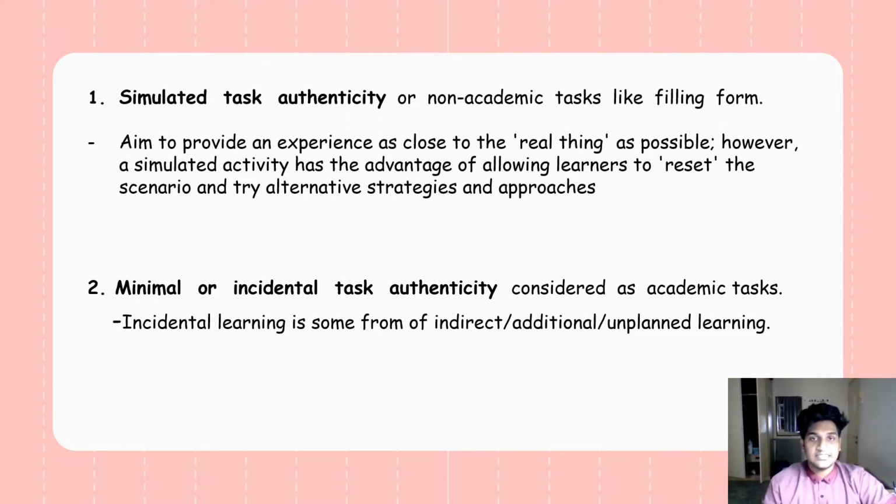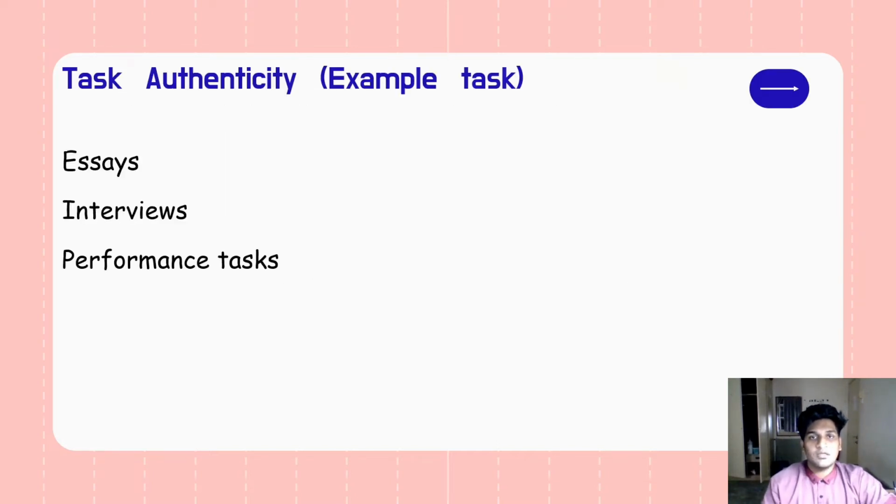Incidental learning is some form of indirect or additional or unplanned learning where the learner learns something without having the actual purpose of learning. And these are a few examples of task authenticity materials, which are essays, interview scenarios, and performance tasks that are given by the teachers in the classrooms.